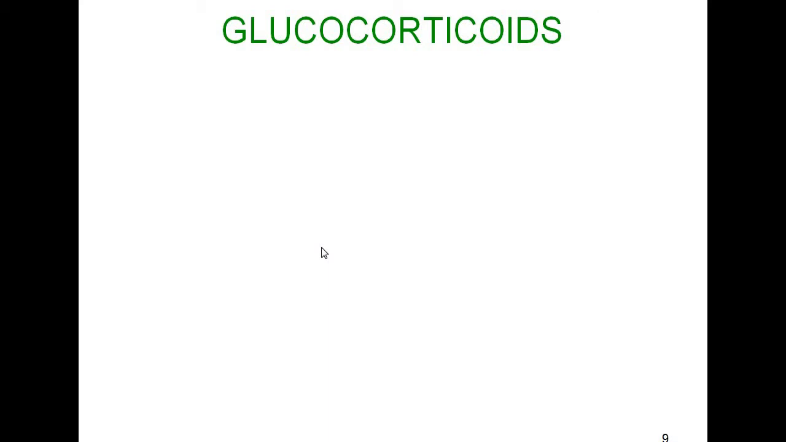Glucocorticoids are not bronchodilators. That is to be understood very clearly. So what is the role of the glucocorticoids in bronchial asthma? Glucocorticoids are powerful anti-inflammatory drugs. They suppress inflammation.